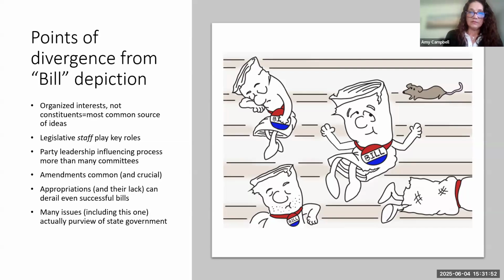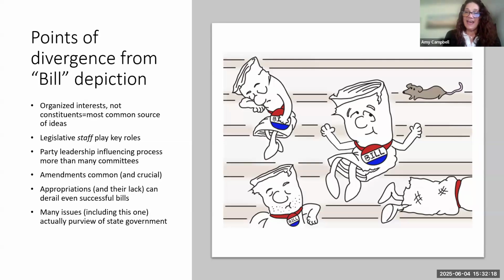Most bills that are being considered in the legislature did not come from a constituent or trying to solve problems for disability interests. Most bills come from organized interests, associations, advocacy organizations, agencies.